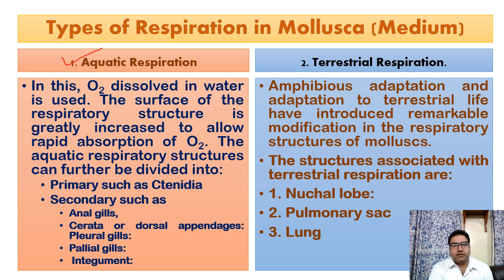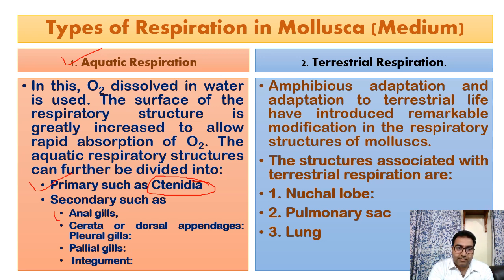The aquatic respiratory structures can further be divided into the primary structure, which is called the Ctenidia. So we do have the primary structure, that is the Ctenidia. And then we do have other secondary structures as well, the secondary organs, which are used in the aquatic mode of respiration.